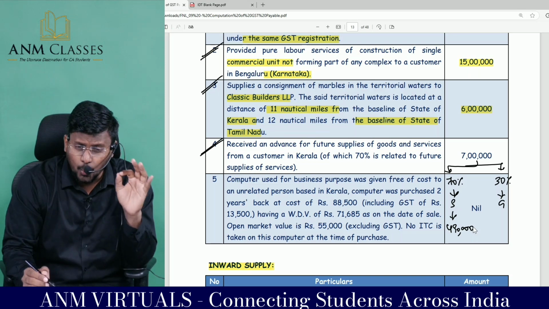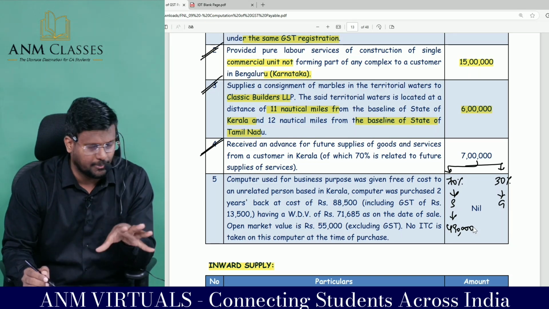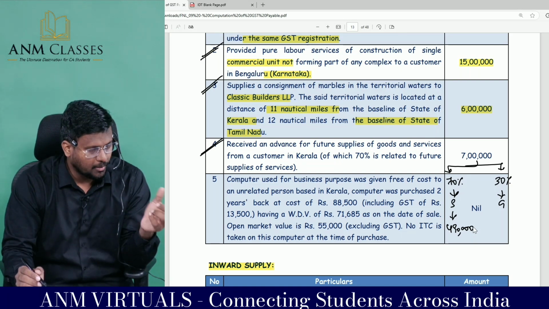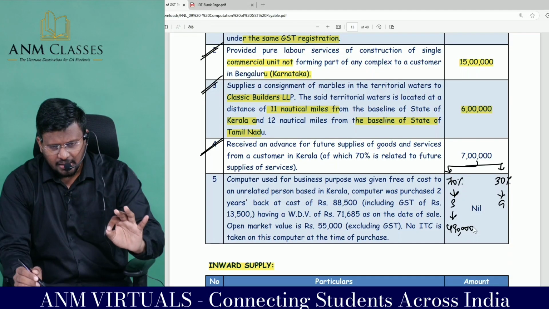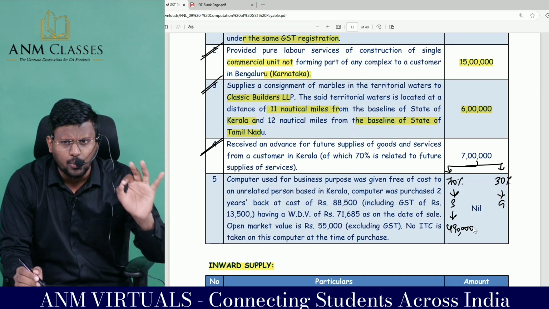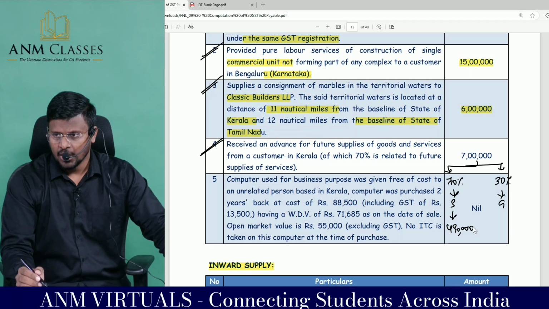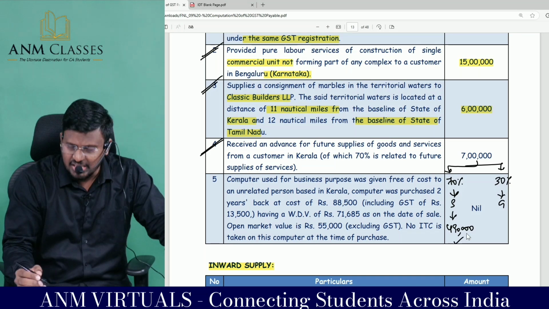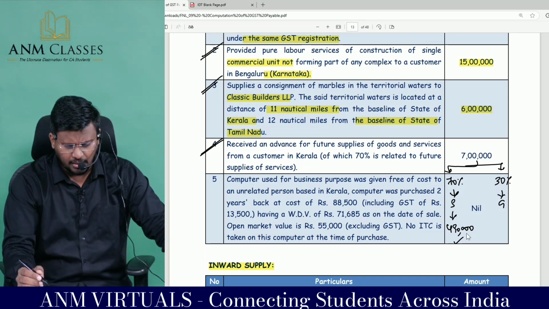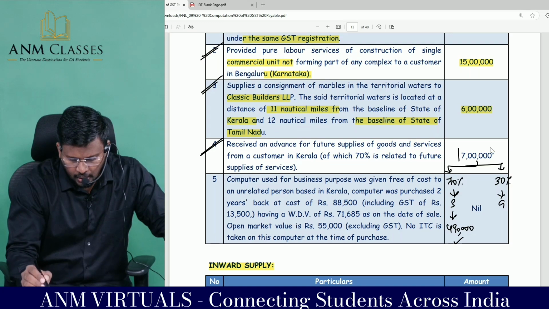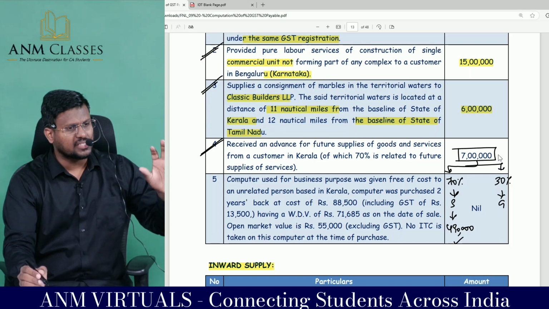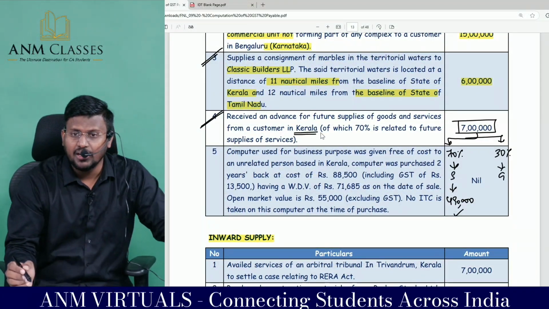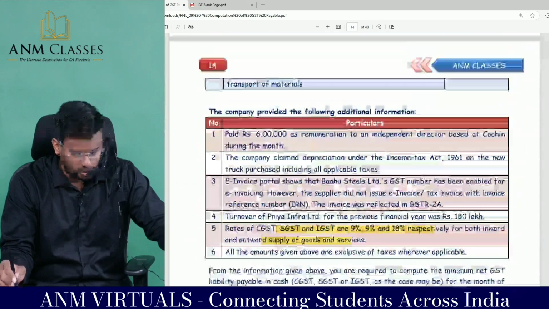We all know that for advance for services, Notification number 66/2017 will not be applicable, right? So for goods, the time of supply will be at the time of invoice. So on advance basis, no need to pay GST for what? Goods. But for services, you are liable to pay the GST. So received an advance for supply of goods and services from a customer in Kerala. So for this 4,90,000, customer in Kerala, intra-state supply, CGST and SGST has to be collected.